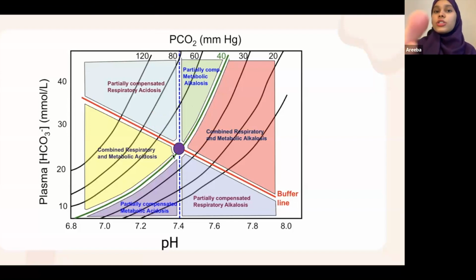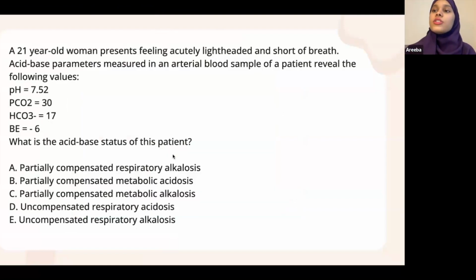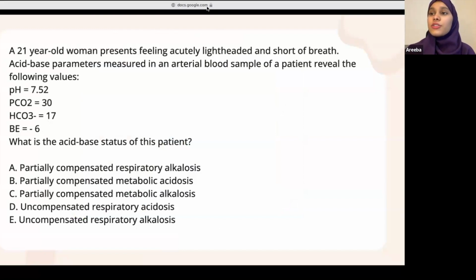Okay, so next question. Since we looked at the parameters and how to figure it out, this is just a question to test that again. A 21-year-old woman presents feeling acutely lightheaded and shortness of breath. These are the acid-base parameters. We have pH 7.52, PCO2 is 30, HCO3 is 17, and the base excess is -6. So what is the status of this patient?